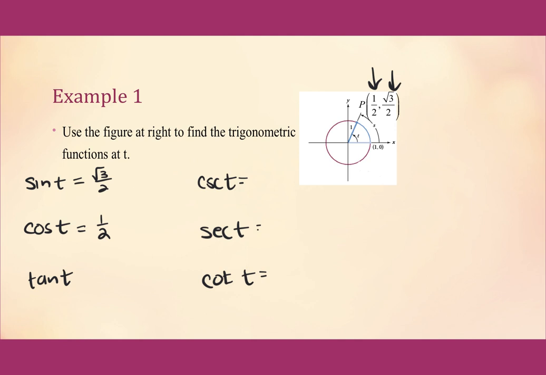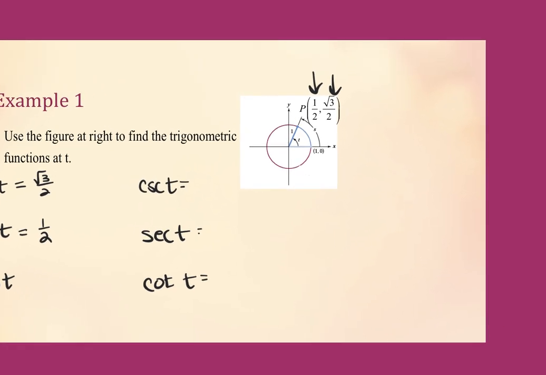Now, tangent is y over x. I'm going to teach you a trick, but for right now, we're going to say, what happens if I don't know the trick? Tangent's y over x. So I'm going to take the root 3 over 2, and I'm going to put it over 1/2. And then I flip this, and I just get root 3. So tangent is root 3.